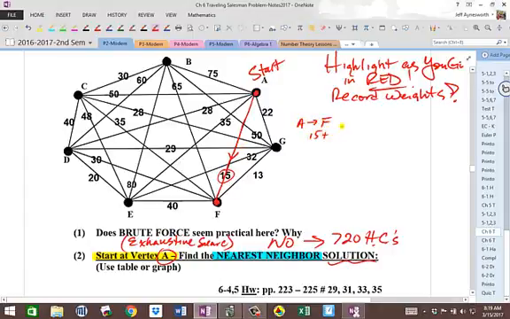But now where do I go? Well, I've got to compare, right? I can go to B for weight 65, or G at 13, or C at 35, D at 30, or E at 40. Well, 13 is the smallest value, so I'm going to cruise up here to G. That's weight 13. Then I have to go to every vertex, so I can't go back to A because I want to end there.